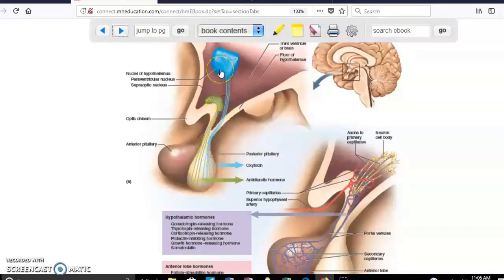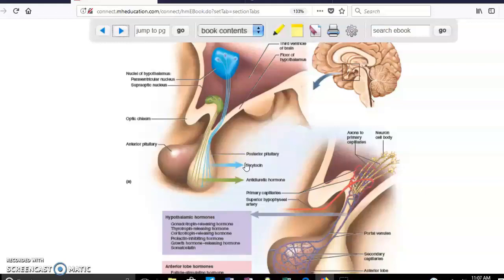Basically, these nerves are going to produce two hormones, oxytocin and antidiuretic hormone. They release them and they are transferred to the posterior pituitary where these two hormones are stored. Oxytocin is a hormone that is going to work at the level of the uterus when the pregnant lady is about to deliver the baby. So it stimulates the uterine contractions to deliver baby.